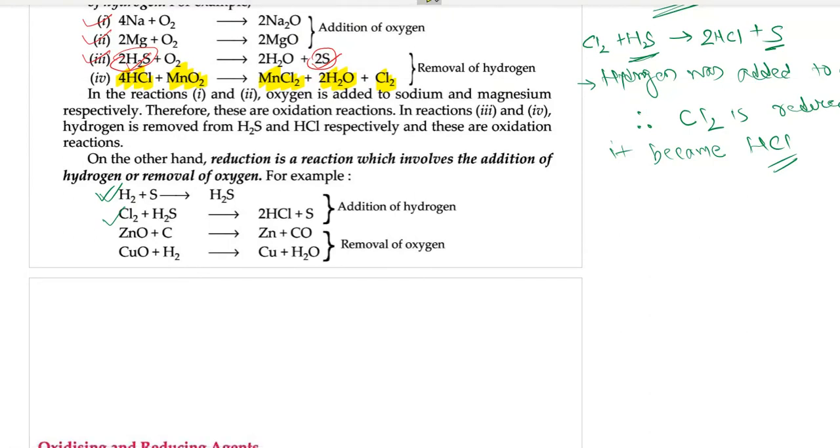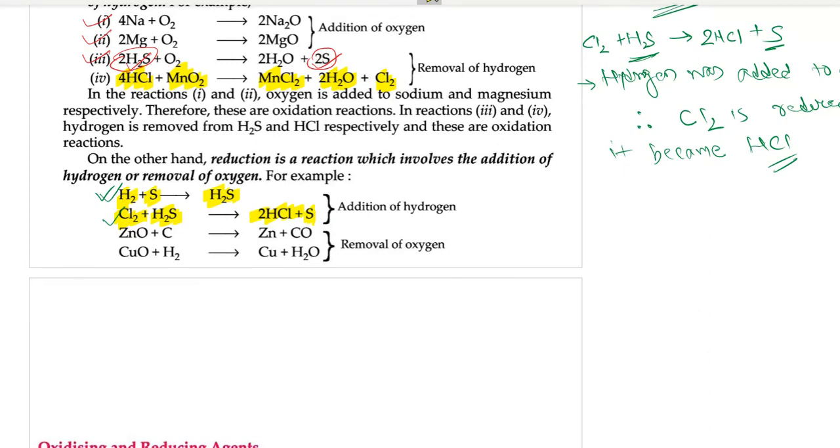Okay, see this reaction. Hydrogen plus sulfur gives hydrogen sulfide. We have already seen this reaction. What is this, oxidation or reduction? This is the reduction. Why is it reduction? Because hydrogen is added to sulfur. Chlorine plus hydrogen sulfide gives hydrogen chloride plus sulfur. What happens over here? Hydrogen sulfide gets converted into sulfur. Chlorine gets converted into hydrogen chloride.